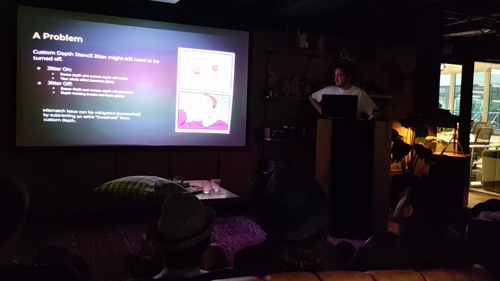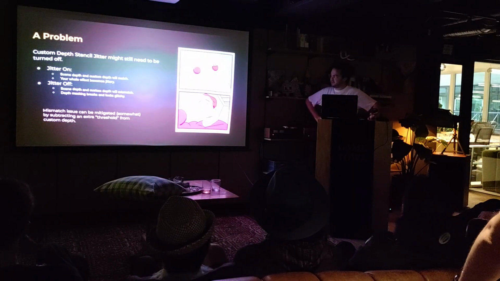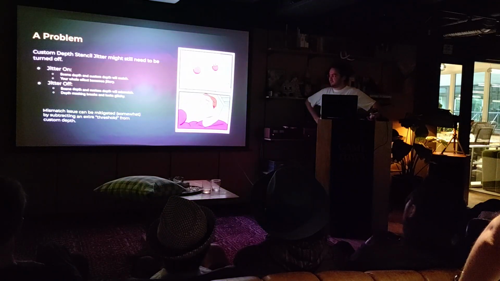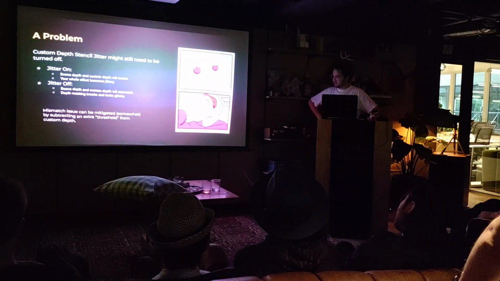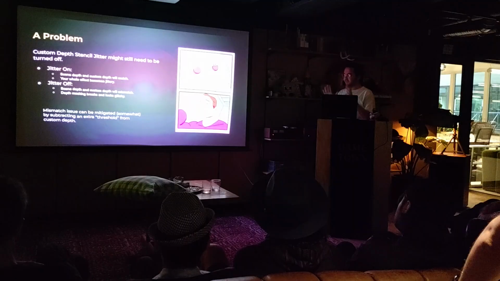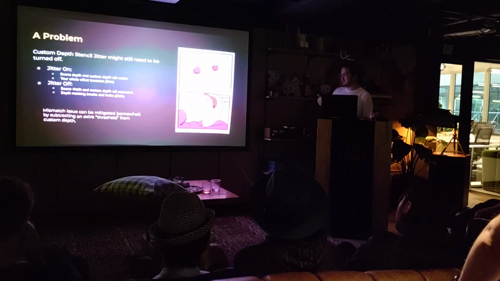Oh yeah, we are running into a problem. There's jitter everywhere. There are downsides and upsides to both of them. If jitter is on, the scene depth and custom depth will match, but your whole effect might look like it's shaking a bit. You can still kind of mitigate that. If the jitter is off, scene depth and custom depth will have a mismatch. They will kind of glitch out if you try to do Z testing.